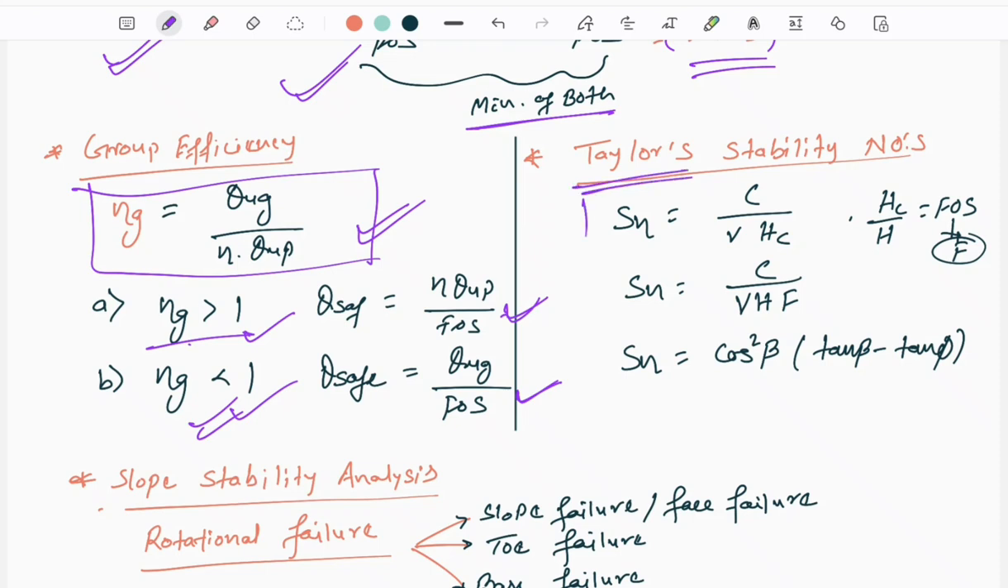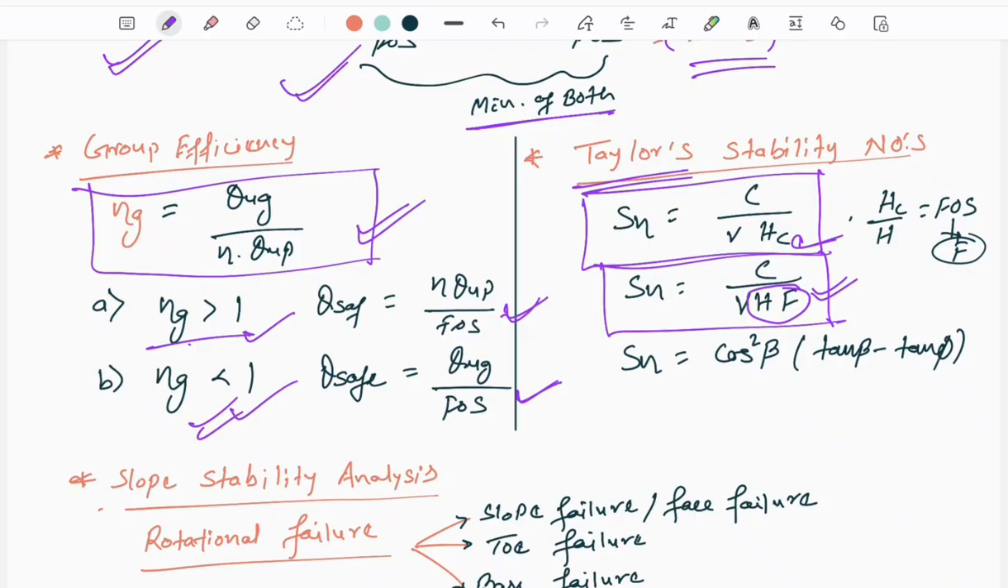So Taylor stability number Sn is equal to c upon gamma Hc, where c is again cohesion, gamma is the density of soil, and Hc is the critical height of this failure surface, right? So if you know the factor of safety, then Hc by H is the factor of safety. In this case, Hc is equal to H into factor of safety. So Sn becomes c upon gamma H into F. So this HF is nothing but Hc. Okay, if you know the factor of safety, you have to use this formula.